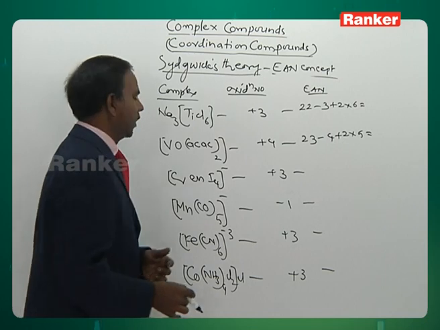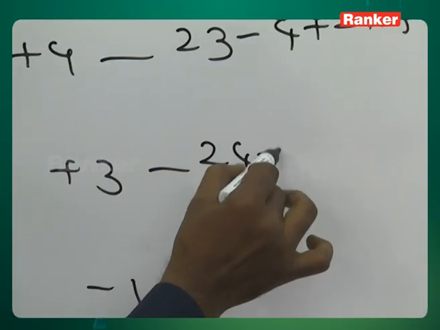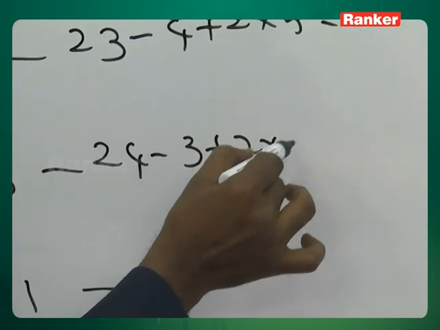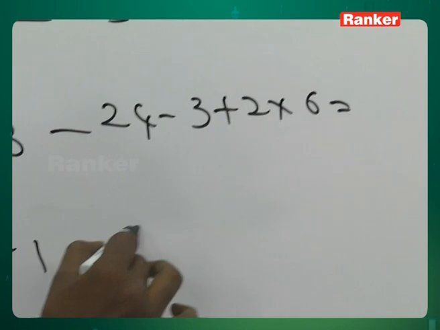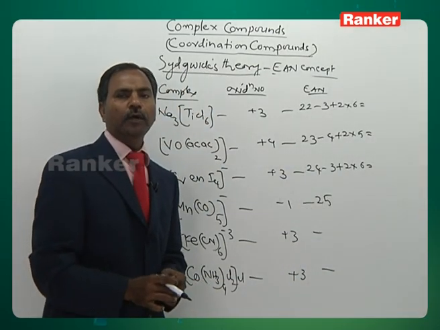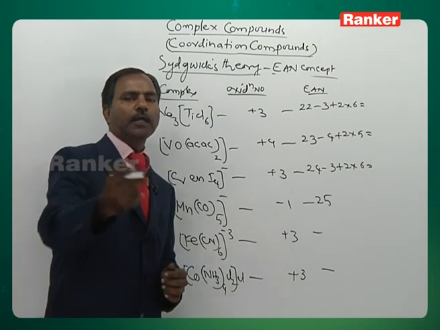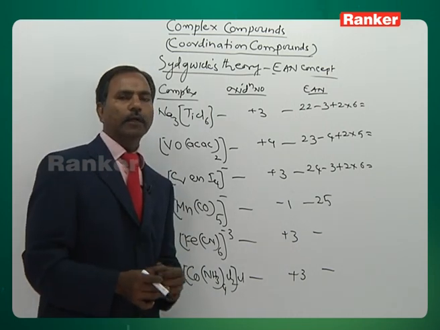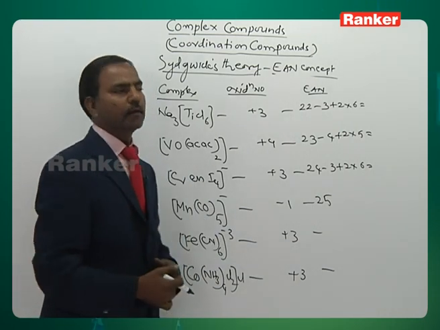Total coming to 5. And here again, what is the atomic number? 24 minus 3 plus 2 into 6. Manganese atomic number 25. Wherever a negative oxidation number is there, what do you understand by that? The metal atom is gaining an electron. Negative oxidation means the metal atom is actually gaining electrons.